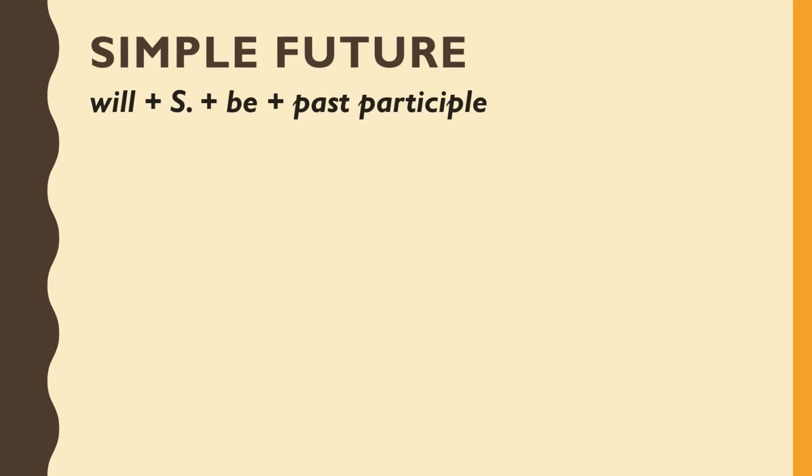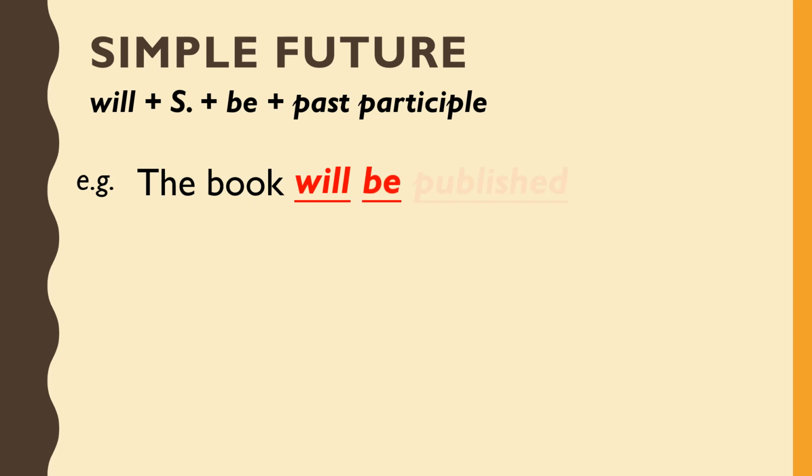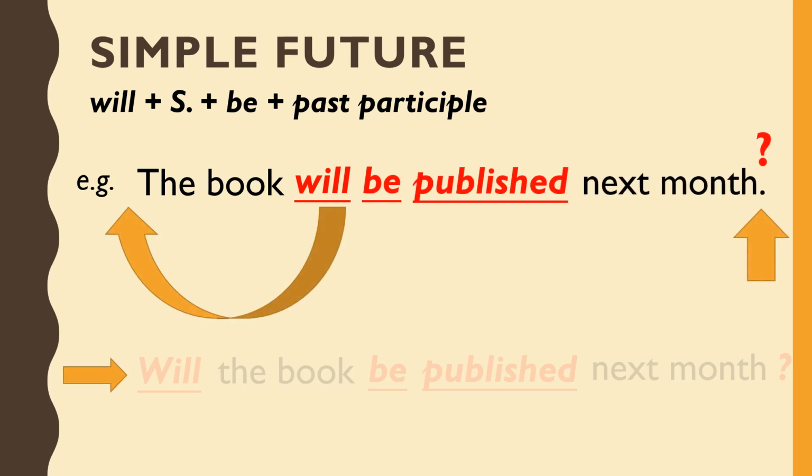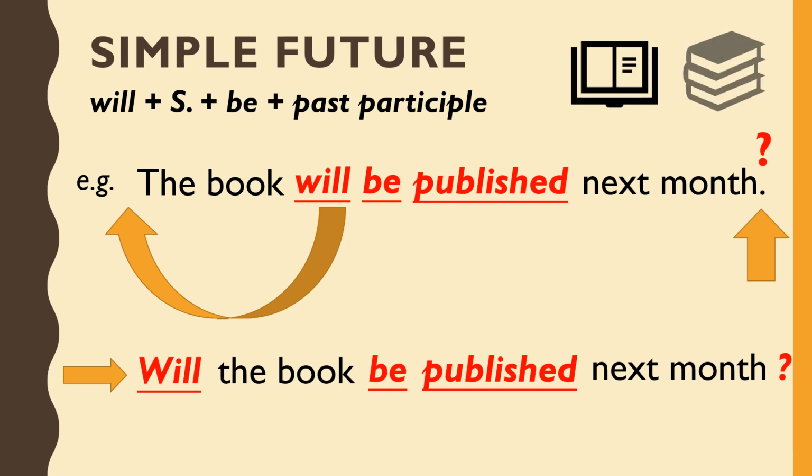Here comes the future tense. The passive sentence is, the book will be published next month. Then we put the auxiliary verb to the front. The passive question would be, will the book be published next month?